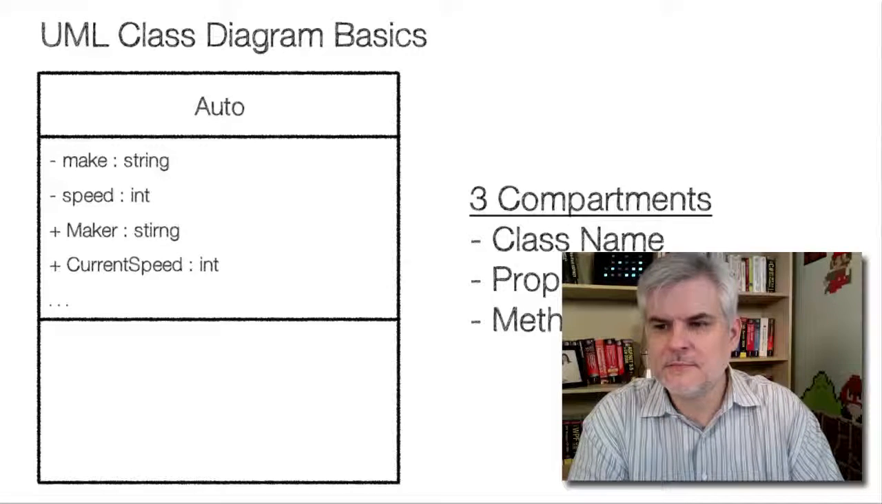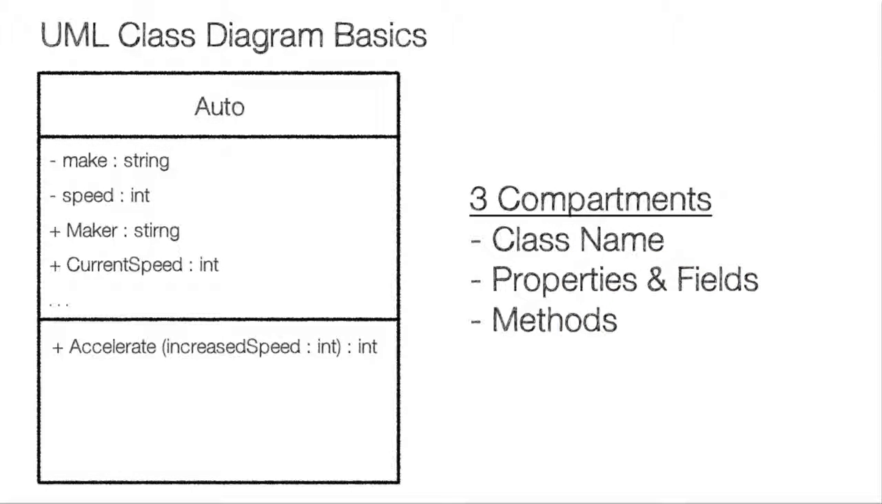Okay. So here in the methods compartment, we have a public method, again with the plus sign, called Accelerate. Notice that it defines a parameter of type integer, so between the parentheses we've defined a single parameter. If we had multiples, we would just separate them by a comma. And then at the very end you see another colon int, and that means that the Accelerate method returns an integer. Okay, easy enough, right?